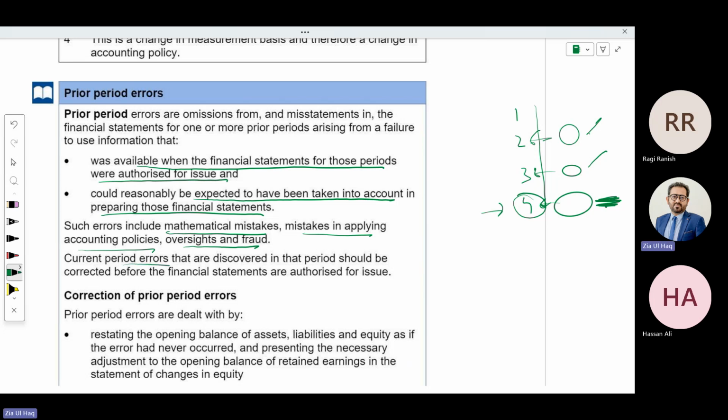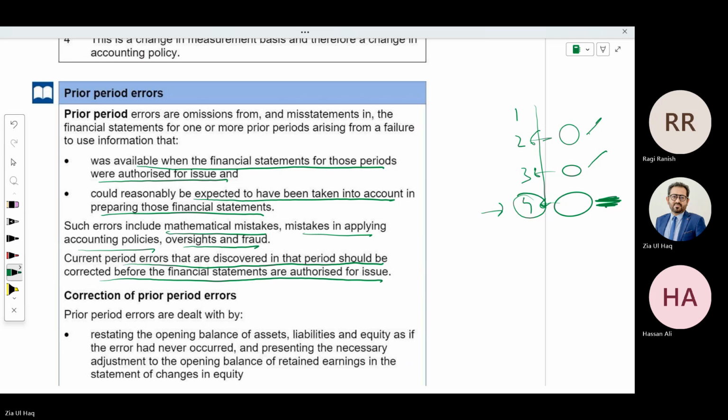Current period errors that are discovered in that period should be corrected before the financial statements are authorized for issue. That should be corrected in current year financial statements. But if there are any prior period errors, that should be corrected in prior year financial statements as well. How? Either produce those financial statements again, or adjust those errors in current year financial statements by adjusting the opening retained earnings and providing a disclosure.